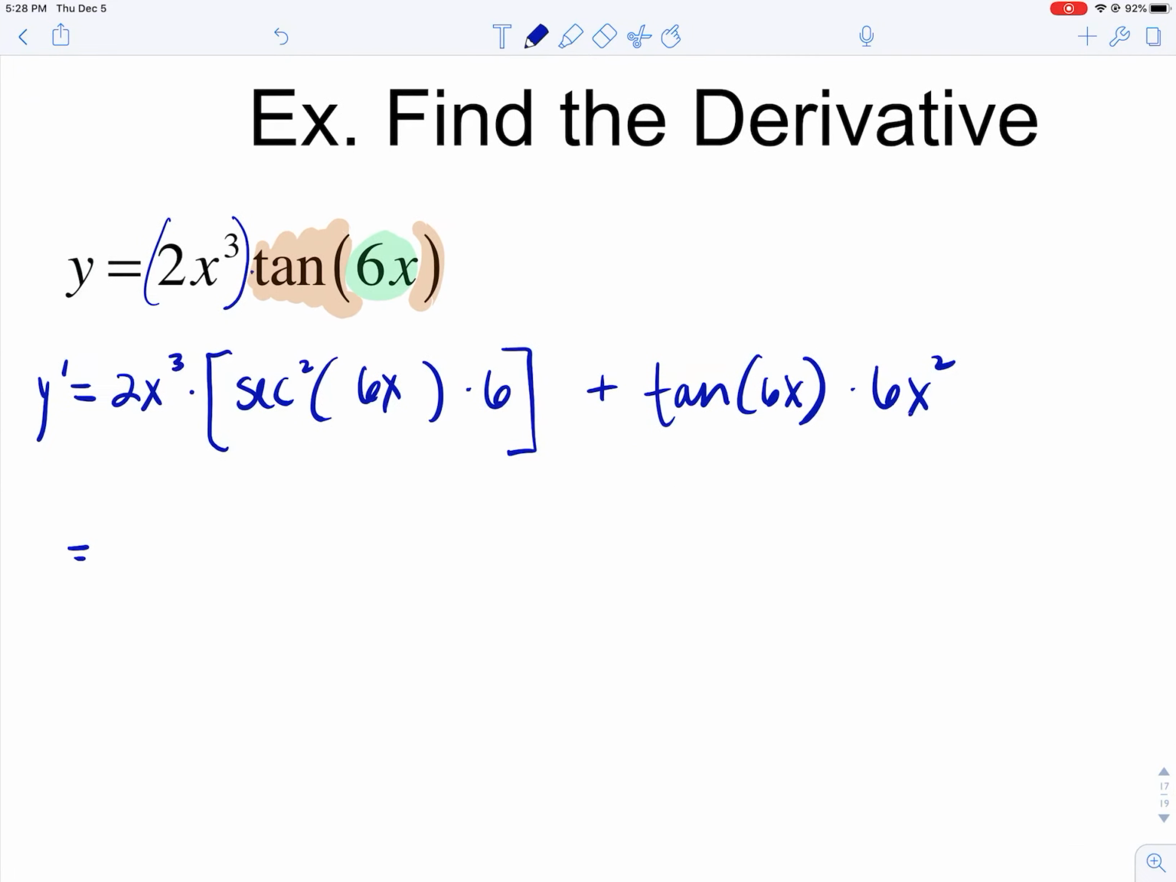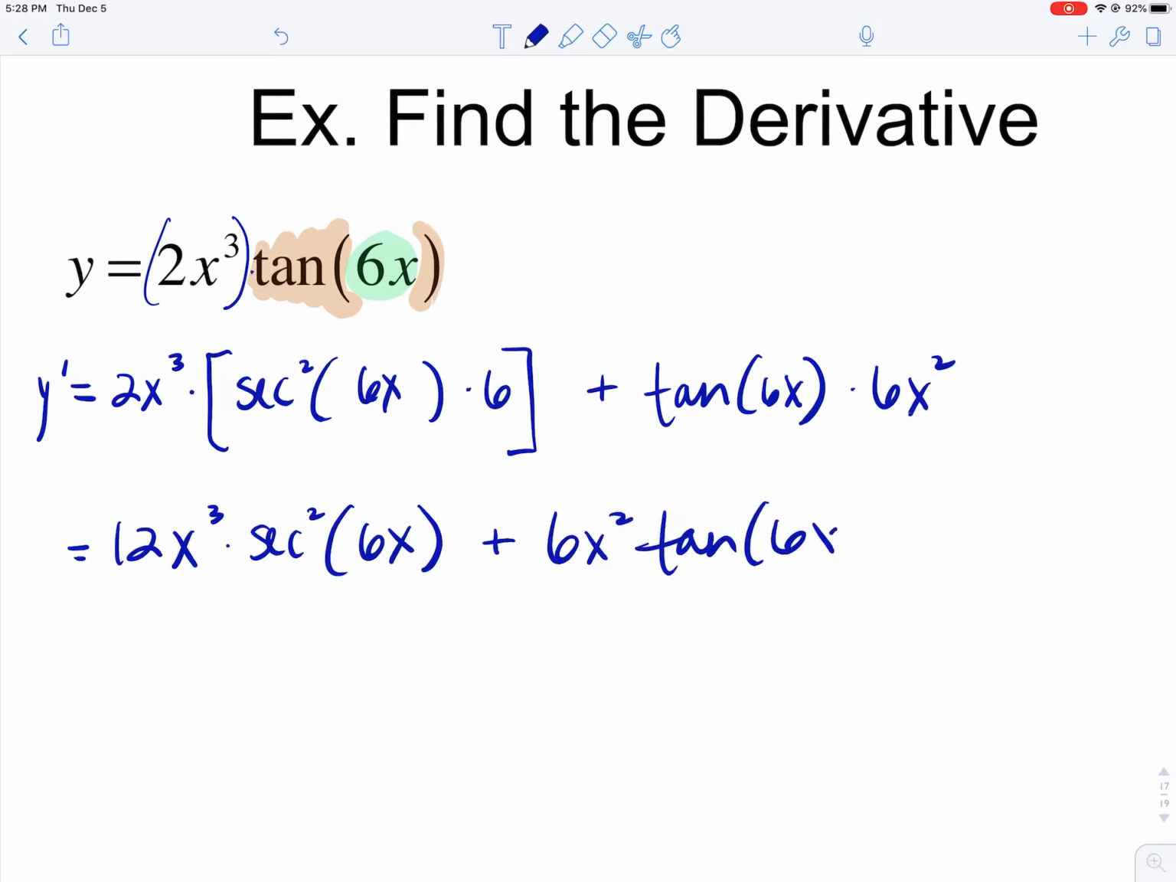So just cleaning that up a little bit, I'm going to rewrite this as 12 times x cubed times secant squared of 6x plus 6x squared times tangent of 6x. And we'll leave that there.